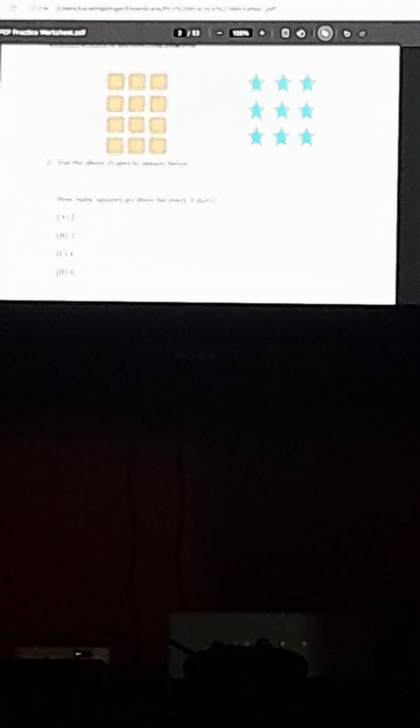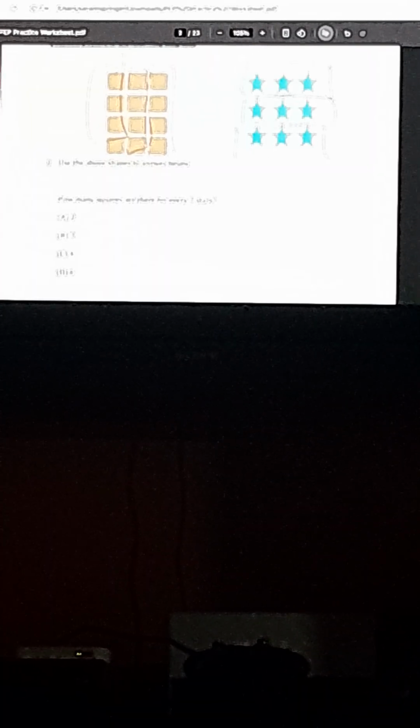How many squares are there for every 3 stars? Oh, for every 3 stars. So you have 3 stars, 4 squares. 3 stars, 4 squares. So it's a question of how well you can quickly visualize ratio and proportion. So the answer is indeed C.